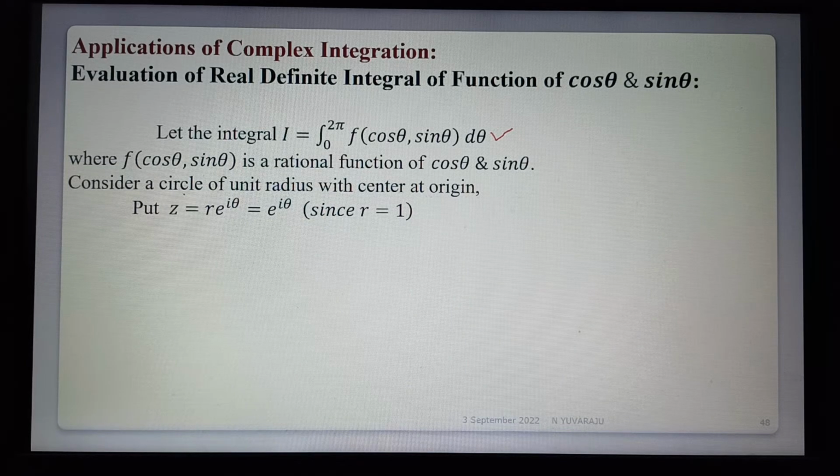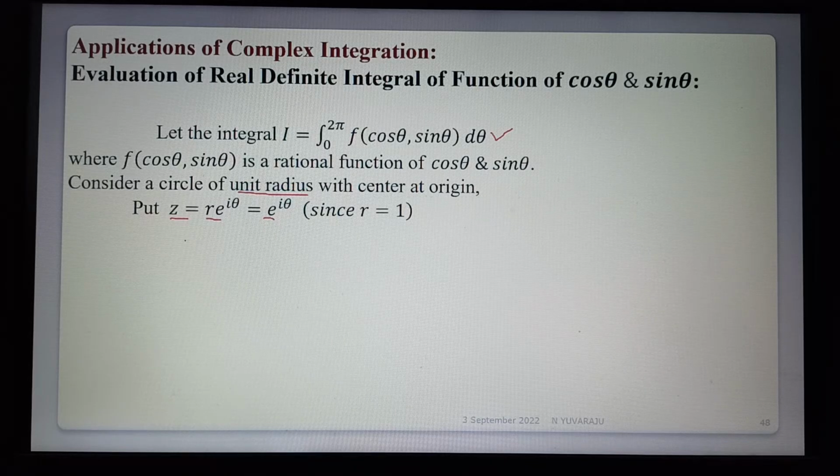Put z equal to r into e power i theta. This is a complex point in polar form, which we already discussed in the previous lectures. And e power i theta is equal to cos theta plus i sin theta. That is the simple form, r into e power i theta. But here r is equal to 1 because the radius is 1. So substituting, z equals e power i theta.